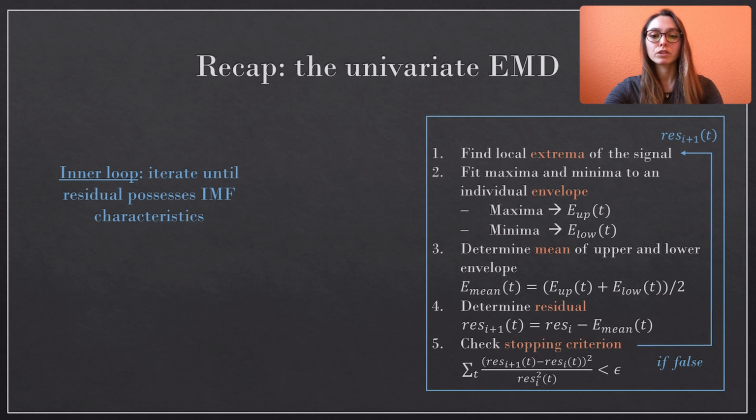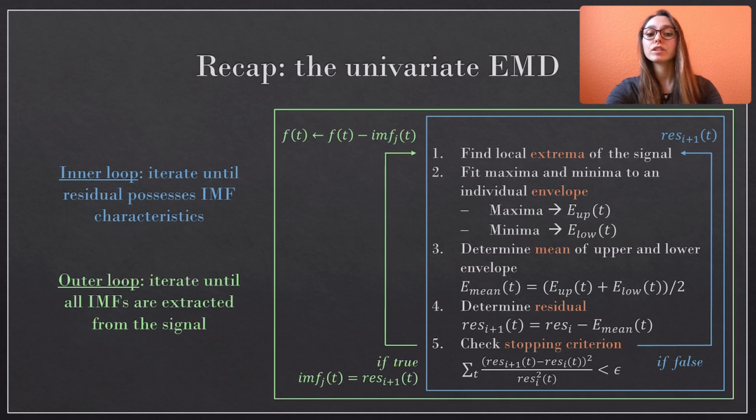If the stopping criterion is not satisfied, we have to repeat the sifting using the residual instead of the signal f of t. And this is the inner loop, and it is repeated until the stopping criterion is fulfilled. If the stopping criterion is satisfied, the residual is our first IMF, and we would repeat the sifting process with the updated signal f of t that remains after subtracting the new IMF from f. This outer green loop gives us the next IMF, and we perform the sifting until our residual is a monotonic function from which we cannot extract any extrema.